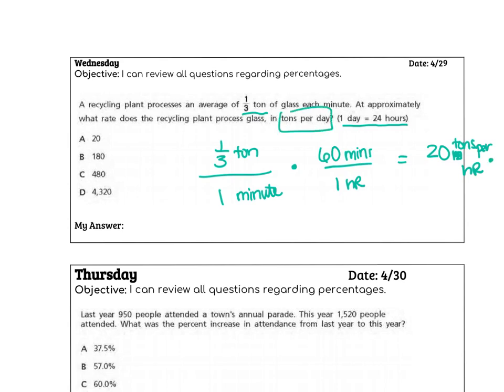So then from there we do times 60, or no, not 60, 24, because 24 hours in a day. So 20 times 24 is equal to 480, so letter C.